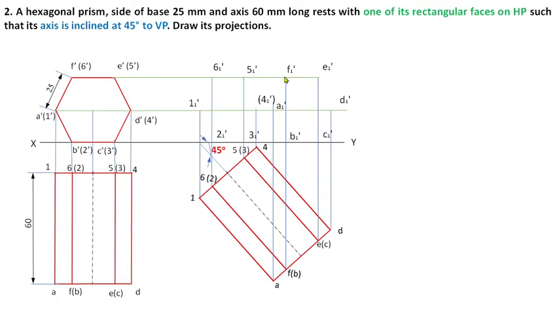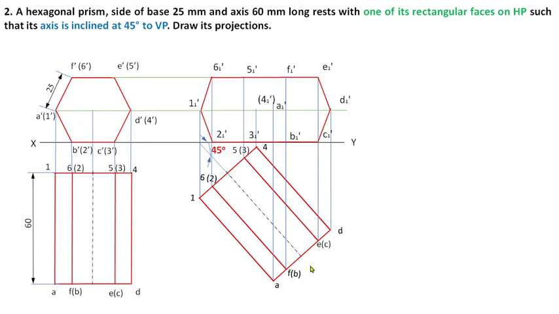Now you can join all the visible edges or boundaries of this view by continuous thick lines. Join all the boundaries of this view by continuous thick lines. This is 6 1 1 1 dash, then 2 1 dash, then 2 1 to C1 dash, then C1 dash to D1 dash, D1 dash to E1 dash, E1 dash to 6 1 dash. This is the boundary of this view.